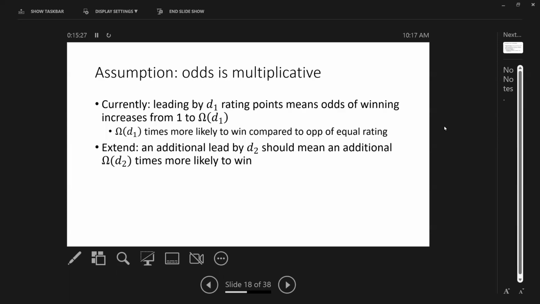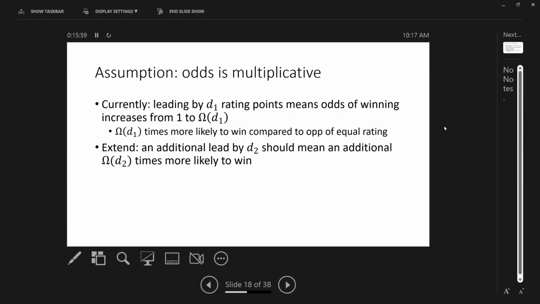The critical assumption that gives rise to the logistic distribution is that odds is a multiplicative quantity. So currently, just from the previous slide, if you're leading your opponent by D1 points in your rating, then it increases your odds of winning from 1 to omega of d1. And this is a multiplicative change. You can think of this as once you gain d1 rating points over your opponent, it makes you omega of d1 times more likely to win.